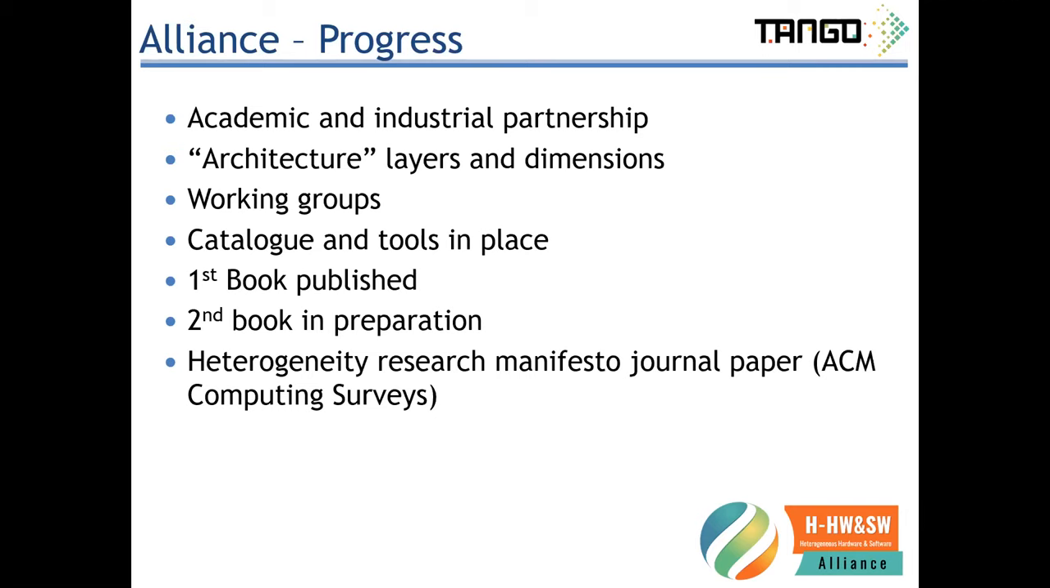We have a book that was already published in 2019. We have a second book in preparation. We also have a manifesto research paper that looks at current trends and the research agenda in terms of heterogeneity for the next 5-10 years. This paper has been submitted to the ACM Computing Surveys and is currently being resubmitted after we received reviews from the journal.